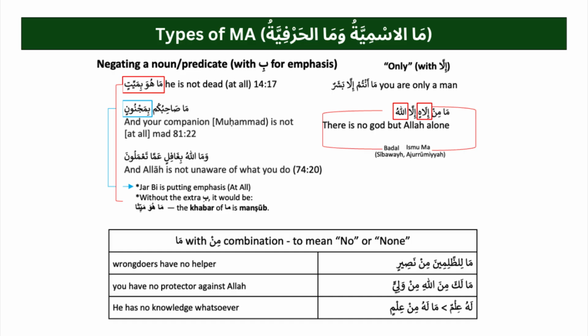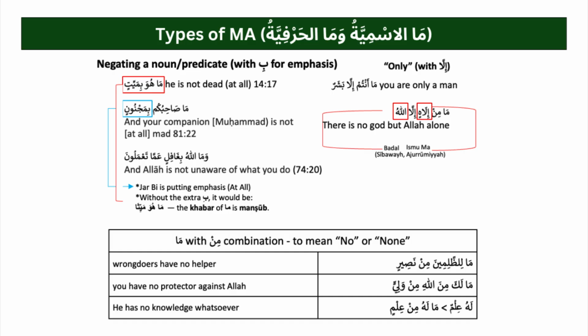The purpose of this section is to show how ma combines with min to strengthen the meaning of total negation. This pattern is common in Quranic Arabic and gives a force like no helper at all, no protector at all, no knowledge whatsoever. So the memory line for this slide is this.